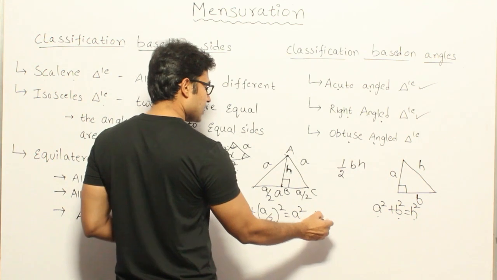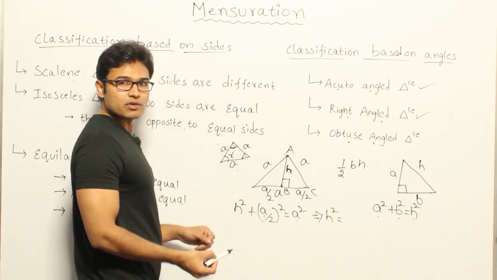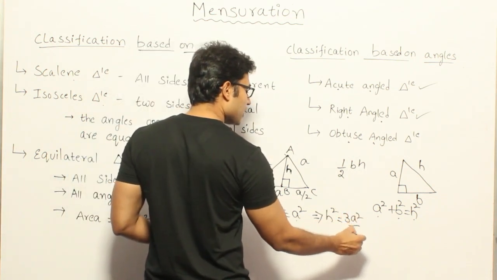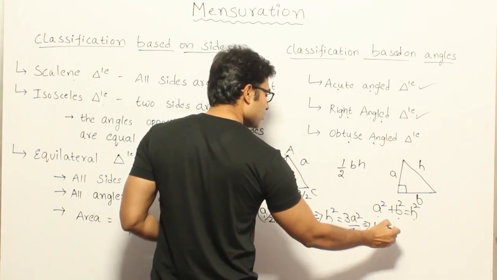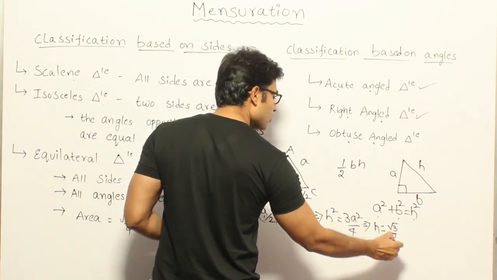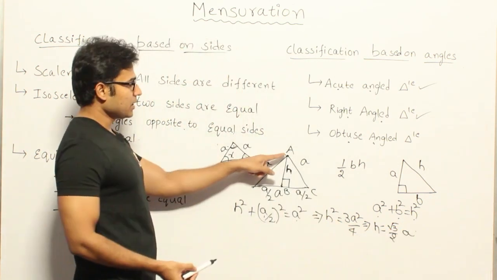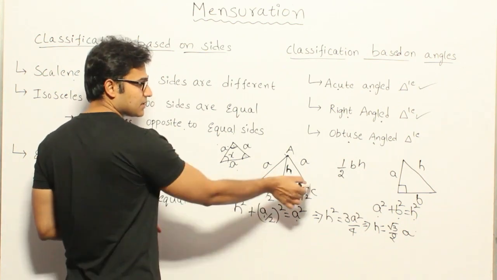That implies H square equal to A square minus A square by 4. Therefore it is going to be 3A square by 4, right? That implies, what is the height? Height H equal to root 3 by 2 A. So we got the height as root 3 by 2 A, and we know the base is A.